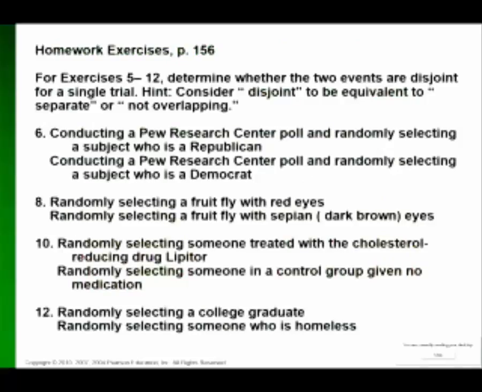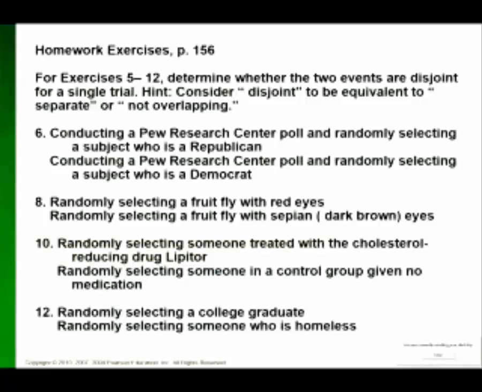In a single trial, is it possible to randomly select a subject who is a Republican and at that same time that person be a Democrat? You can't be both. Now, you can vote split ticket, but that's a whole different issue. You have to register as Republican, Democrat, or other. So one person can't be both a registered Republican and a registered Democrat. So does that mean those two events are disjoint or not disjoint? They're disjoint because they can't happen at the same time.